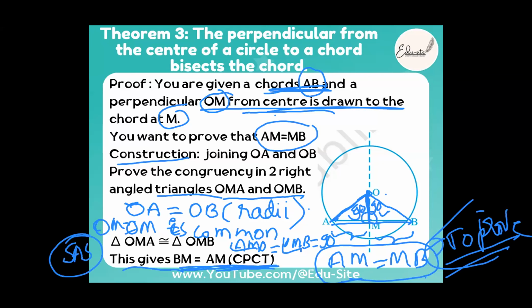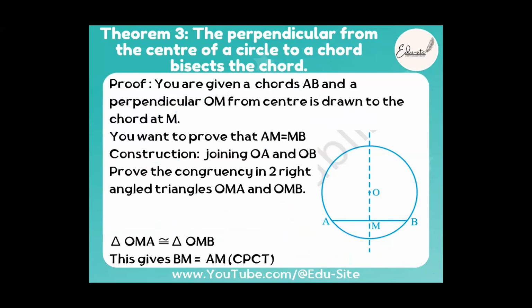Understood the concept? Please concentrate. I'll explain to you again. I guess you haven't heard it right. The statement is the perpendicular from the center of a circle to a chord. This is given, okay? A perpendicular is drawn from the center of this circle to this chord AB. And this is to prove bisects the chord. What to prove? AM is equal to MB, correct?